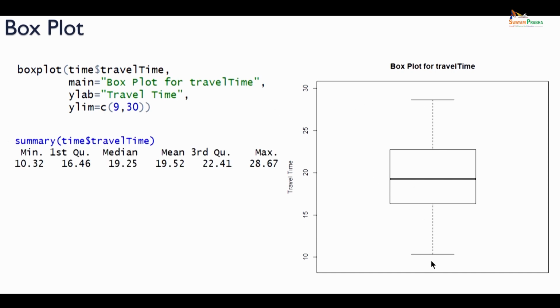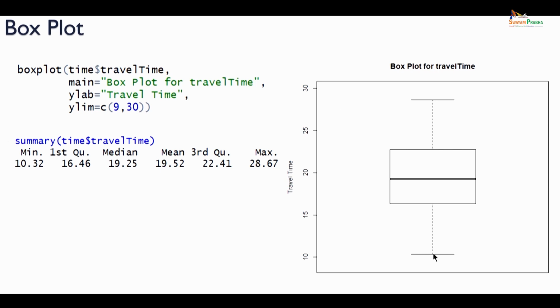You can see these whiskers are drawn at the minimum and maximum. Our minimum value is 10.3, which is where the lower whisker is, and our maximum value is 28.67, which is where the upper whisker is. The lower quartile is at 16.5, the median at 19.25 and the third quartile at 22.4.